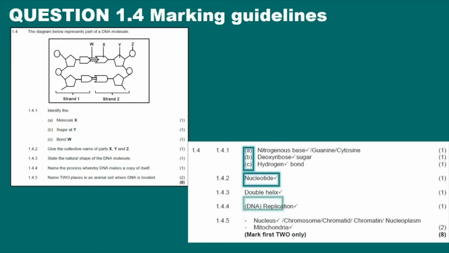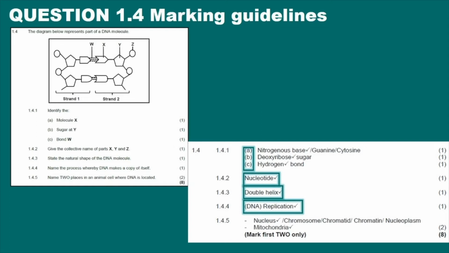So this is a double helix. Again, if you just write double-stranded or if you write helix, you will not be given the mark. Then the process where DNA makes the exact copy of itself, that is DNA replication. Here they give you the benefit of the doubt, where if you just write replication, they also awarded the mark. Again, rather be safe than sorry and include DNA replication.